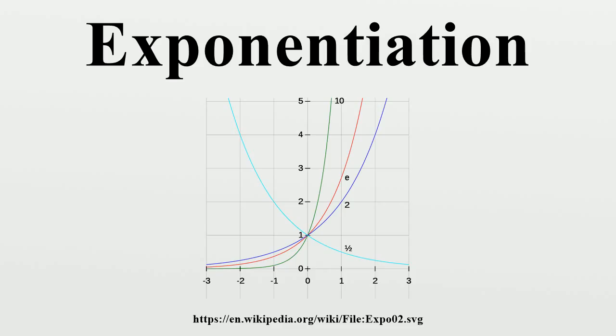Large exponents. The limit of a sequence of powers of a number greater than 1 diverges. In other words, the sequence grows without bound. b to the n tends to infinity as n tends to infinity when b is greater than 1. This can be read as b to the power of n tends to plus infinity as n tends to infinity when b is greater than 1.